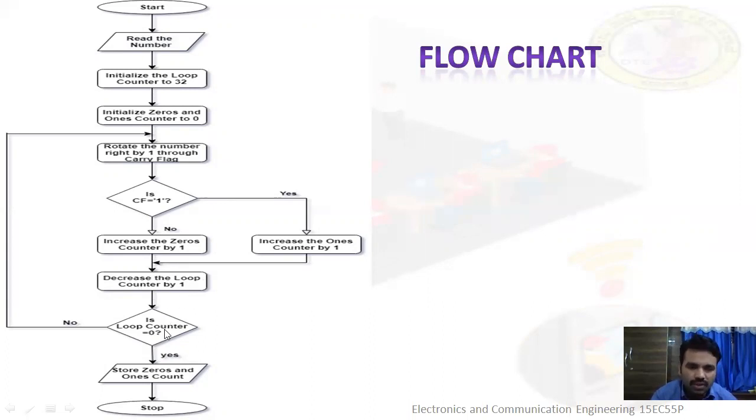So is the loop counter 0? That indicates that we have done with all the bits. If the loop counter is not equal to 0, go back and repeat the same procedure. Right? Whenever we have checked all the bits in a 32-bit integer, the loop counter will be 0 and we go to storing the zeros and ones count. That will be the end of the problem.